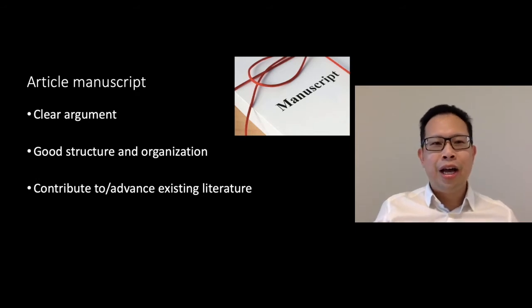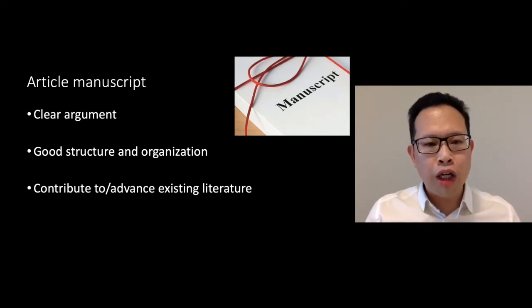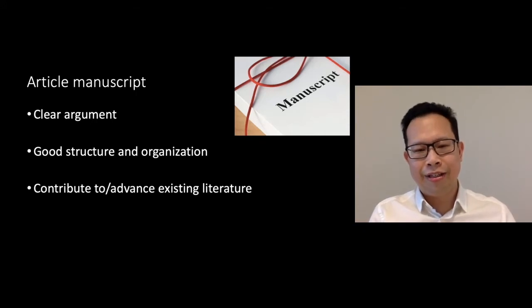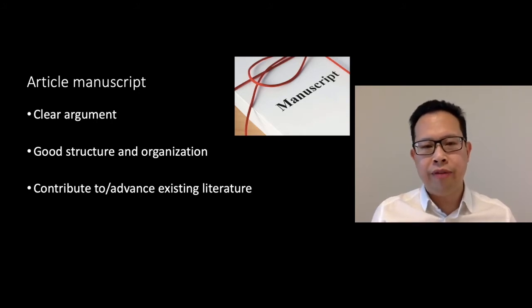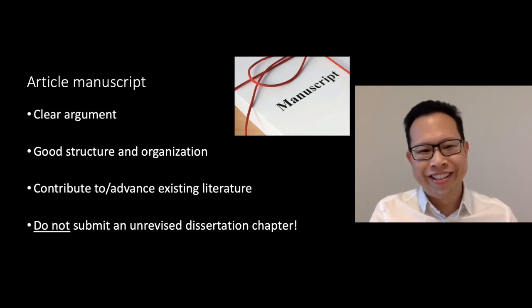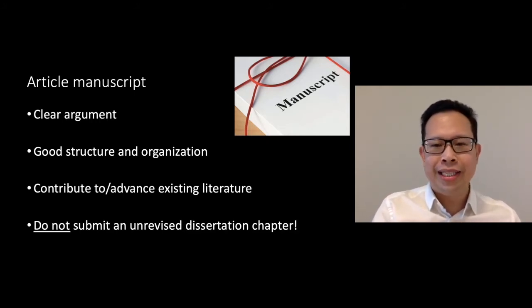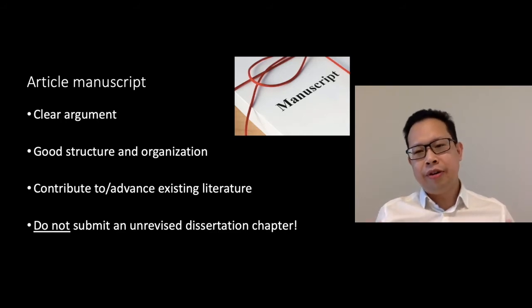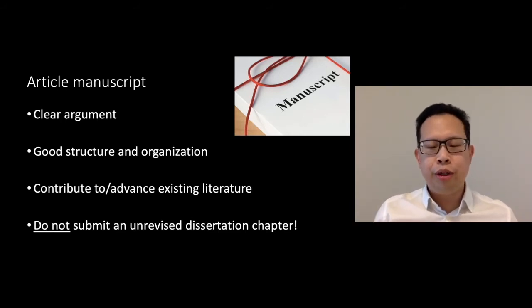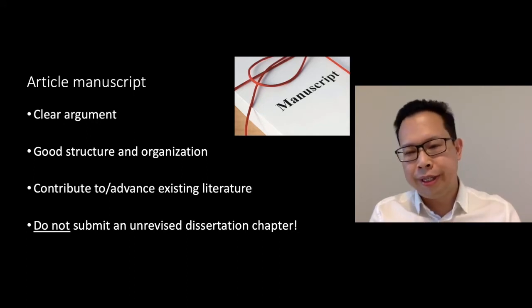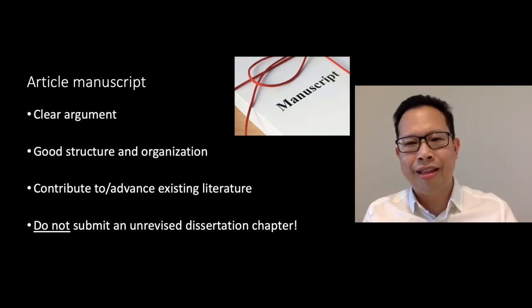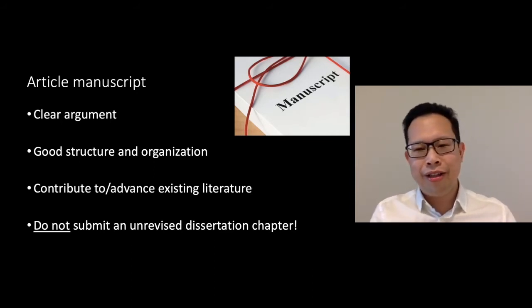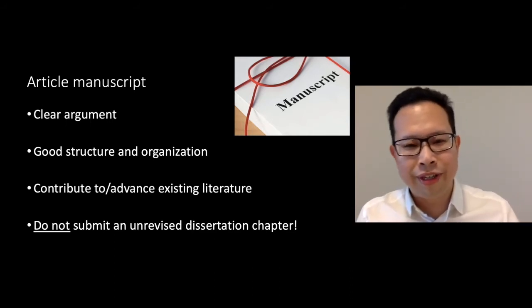And of course, a good article manuscript needs to contribute to and advance existing literature. And very often, you do so by having a strong literature review section in the article manuscript. And therefore, a word of caution: do not submit an unrevised dissertation chapter. This is a very common mistake that many graduate students and junior scholars experience. That is, you use a chapter for your dissertation and just submit it as an article. And very often, you are going to get rejected even in the very first round.